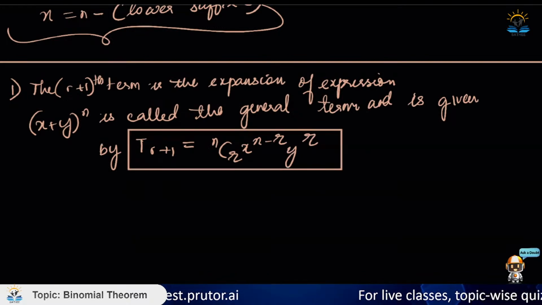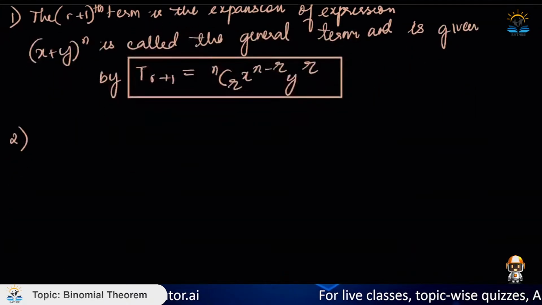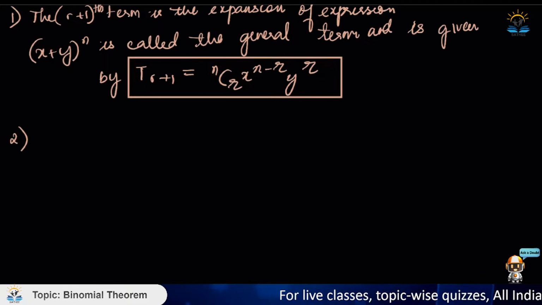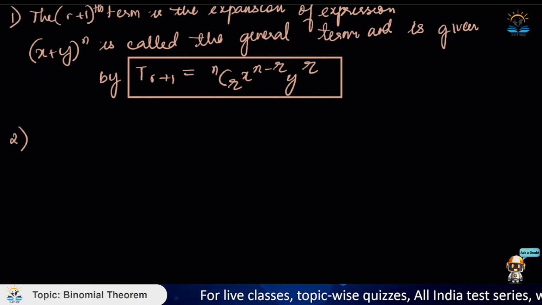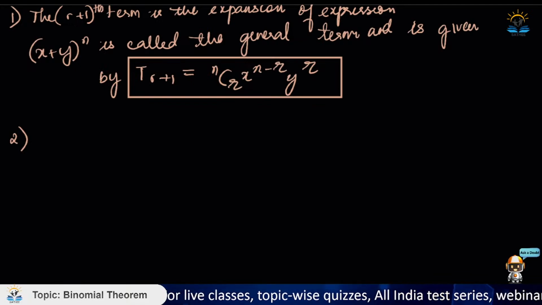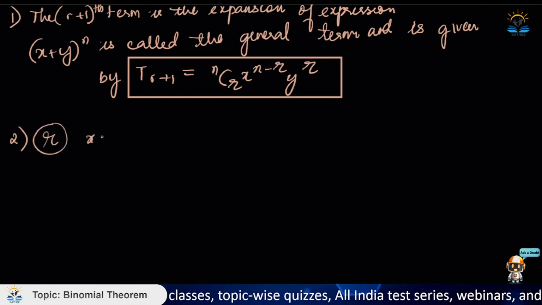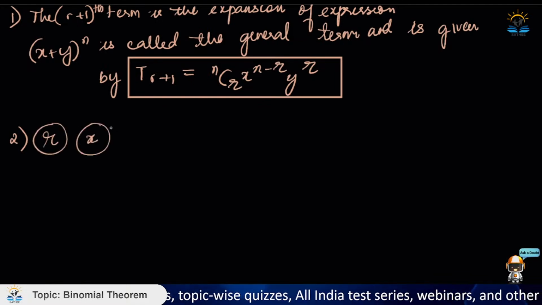Then the next one what we have to know, the second one. The term independent of x is obviously the term without x, and it is the value of r for which the exponent of x is 0. So the value of r, where the exponent of x is equal to 0, also comes.